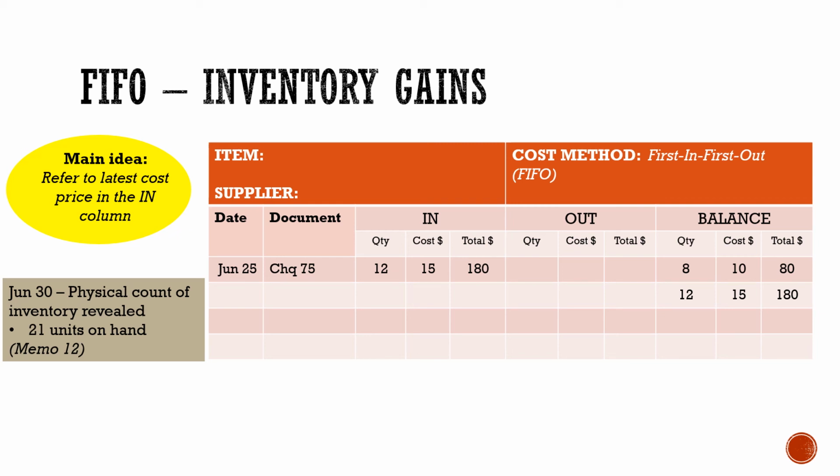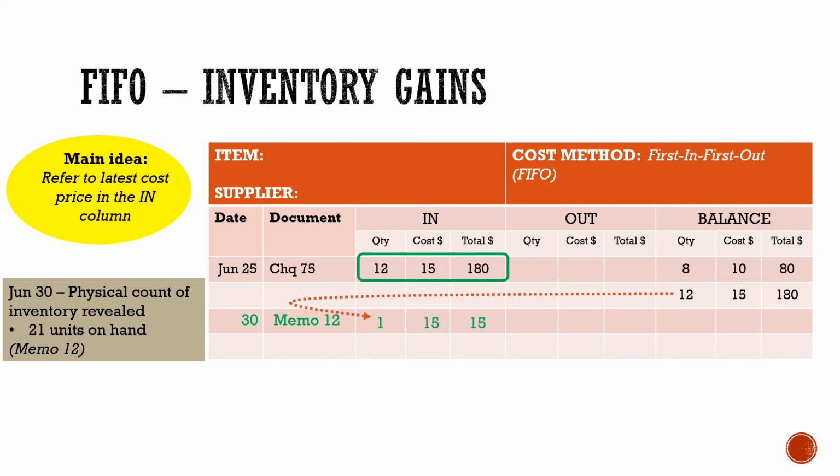To record this inventory gain, we need to look at the latest cost price in the in column. In this case, it is $15 per unit. Therefore, we record this inventory gain in the in column of the 1 unit with a cost price of $15 per unit. We then update our balance to show 13 units at a cost price of $15. There were no changes to the other batch, and therefore we bring the balance down, which shows 8 units at a cost price of $10 per unit.